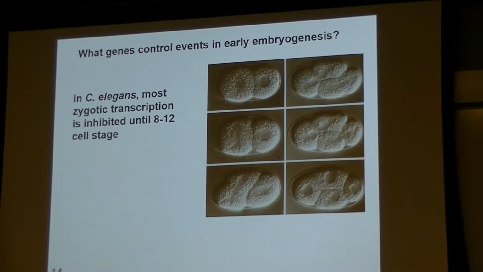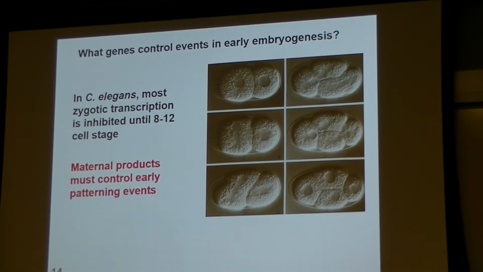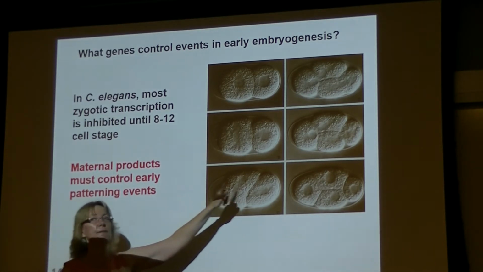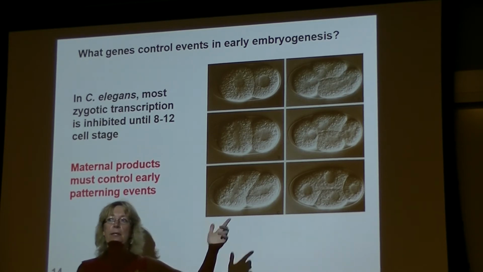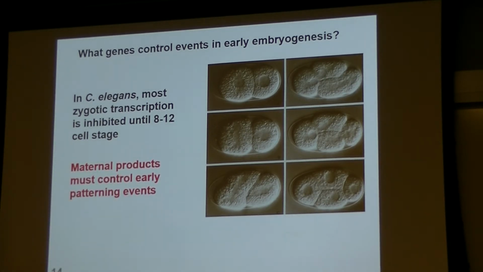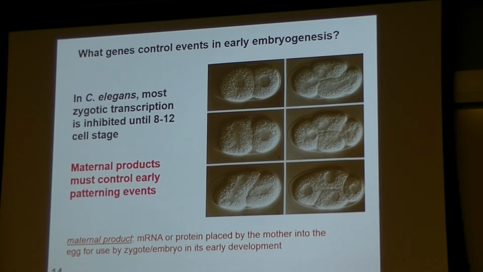So if this is not happening until 8 to 12 cells in the worm, it must mean that it's mainly maternal products that are controlling these early events. So maternal products, mRNAs and proteins put into the egg by the mother, would be the genetic factors responsible for all of these events and for making sure that the organism is doing the timing and the orientation of the cleavages in precisely this way. So indeed, C. elegans does rely heavily on these maternal factors to control these early events.